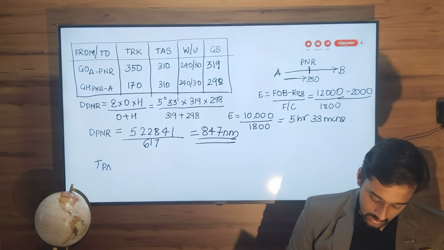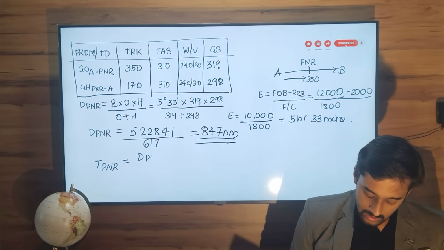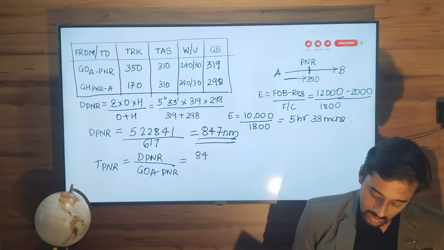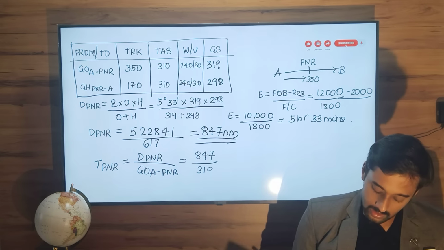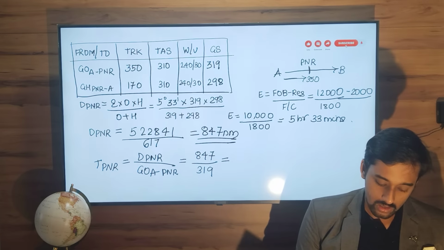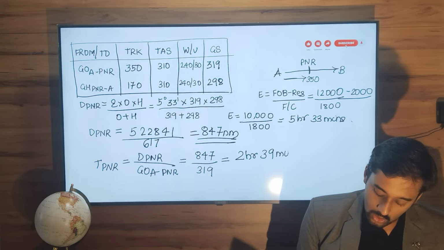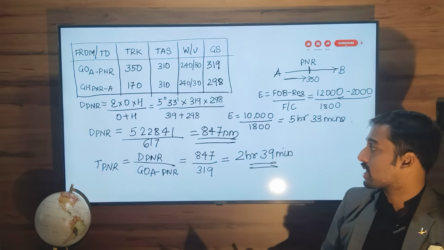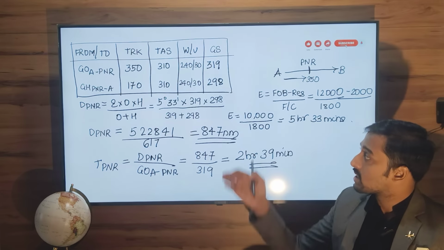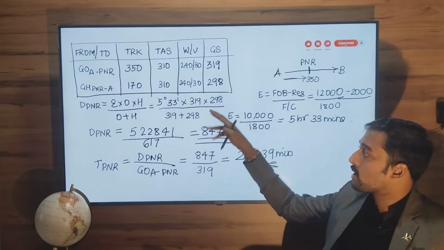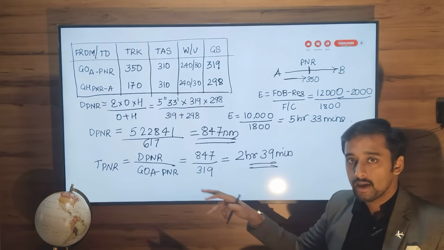Time to PNR will be distance to PNR divided by ground speed outbound from A to PNR. So that will be equal to 847 divided by 319, which is 2 hours 39 minutes. So this is how you do the sum for PNR: the table, formula and time. Very simple. Once you get the table, all you have to do is substitute the values correctly.